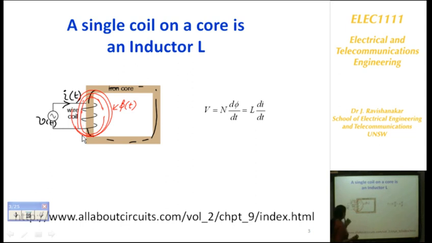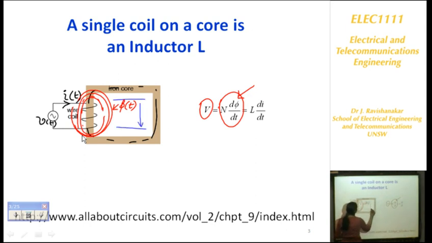According to Faraday's law, whenever there is a change in flux, an EMF or voltage is induced in the coil, and this voltage is given by N times d phi by dt. As long as we have this d phi by dt, we have a voltage induced in the coil. So this voltage will appear across the coil.